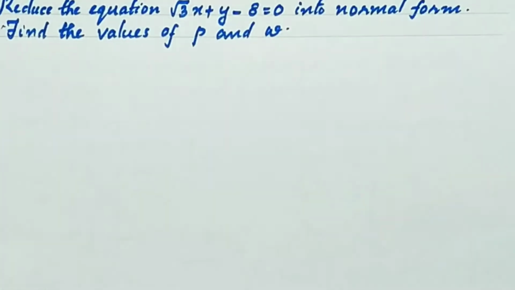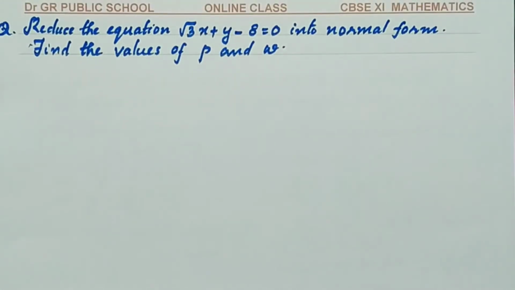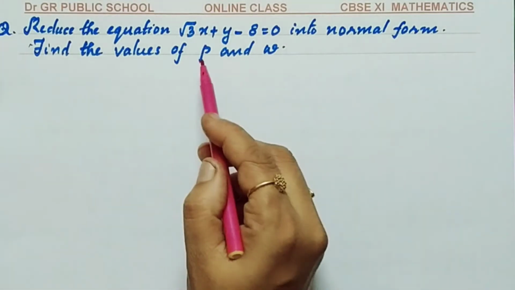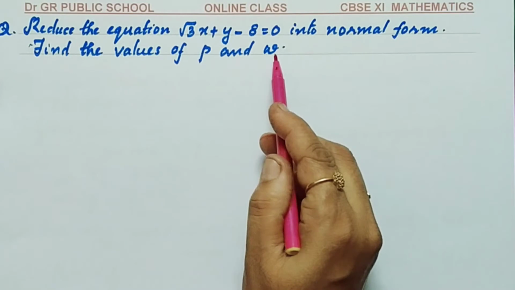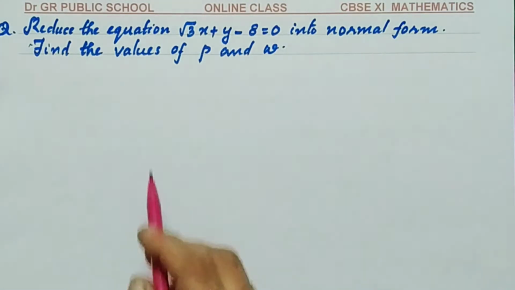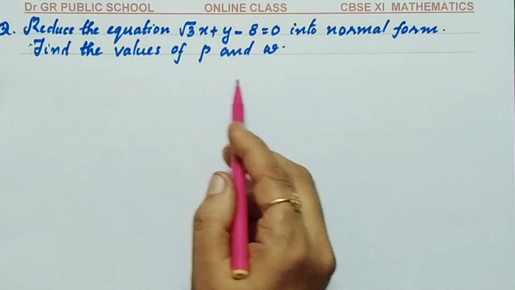The next question is based on reducing an equation to normal form. Reduce the equation root 3x plus y minus 8 equal to 0 into normal form. Find the values of p and omega.